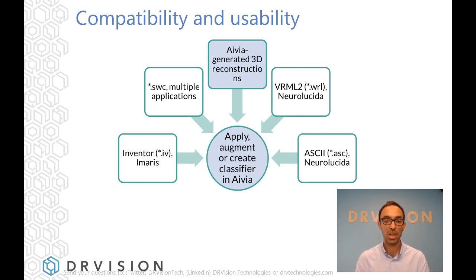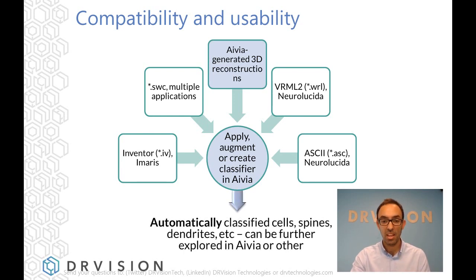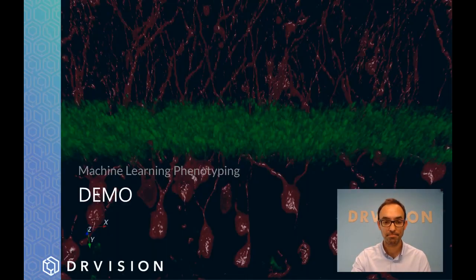You can also load IV files, WRML files, and ASC files into Aivia, and then you can classify them there. In addition, of course, you can just do the reconstructions directly in Aivia and then use them to augment or create a new classifier. And once you have a new classifier, you can apply that classifier to all your images and have them properly classified.